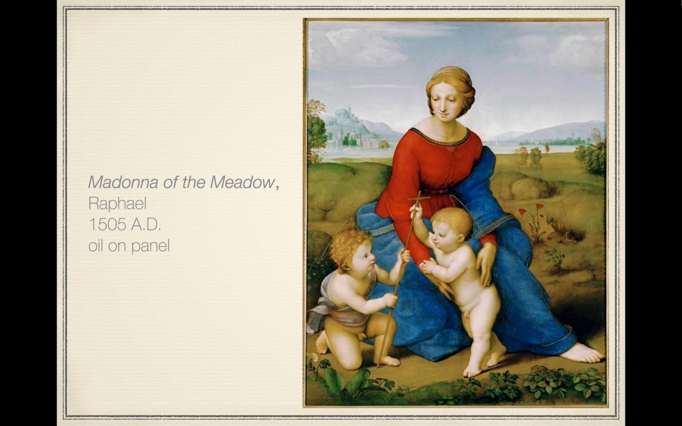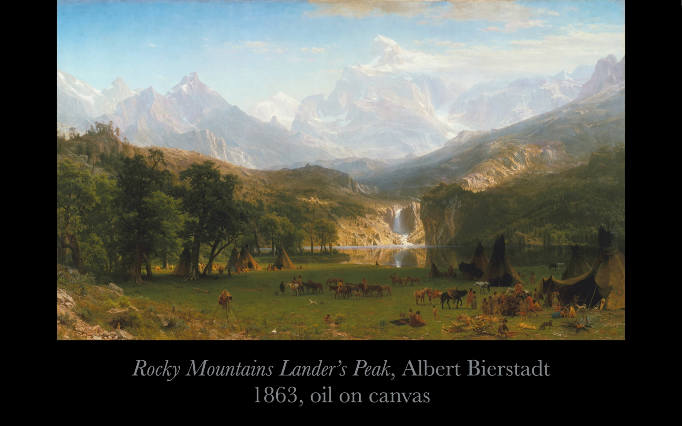This, again, is a painting by the artist Raphael called Madonna of the Meadow, and you can see how he uses atmospheric perspective in order to give the illusion of space in this particular painting. Here's a very famous painting by Albert Bierstadt, Rocky Mountains, Lander's Peak, and he uses atmospheric perspective also in order to give the sense of deep space in his painting.